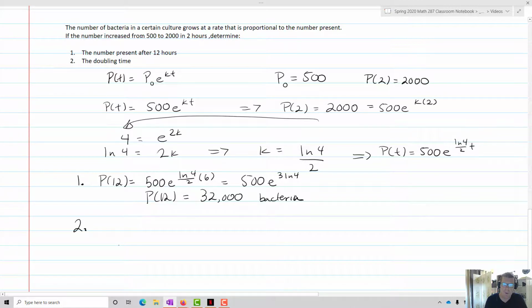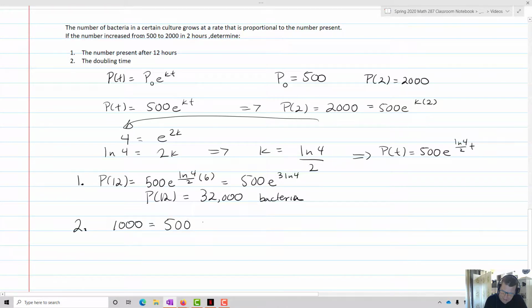For our second one, we're basically going to find the doubling time. We want to know at what point in time the number of bacteria is going to end up equaling 1,000. So 1,000, right, which is double of 500. So 500 is the initial population. 1,000 is how many we have once we've doubled.